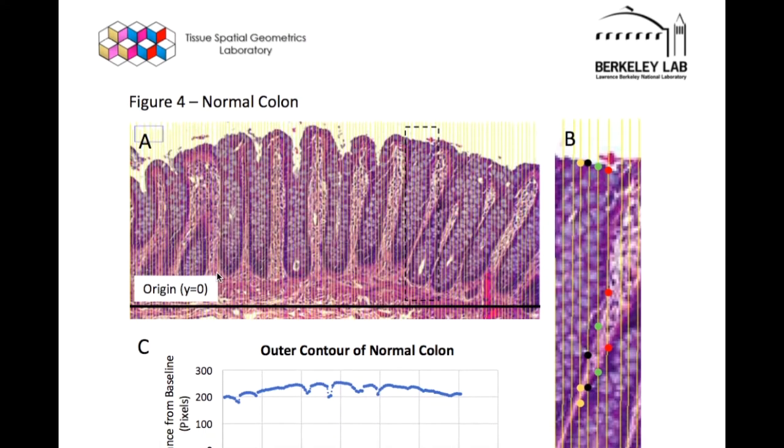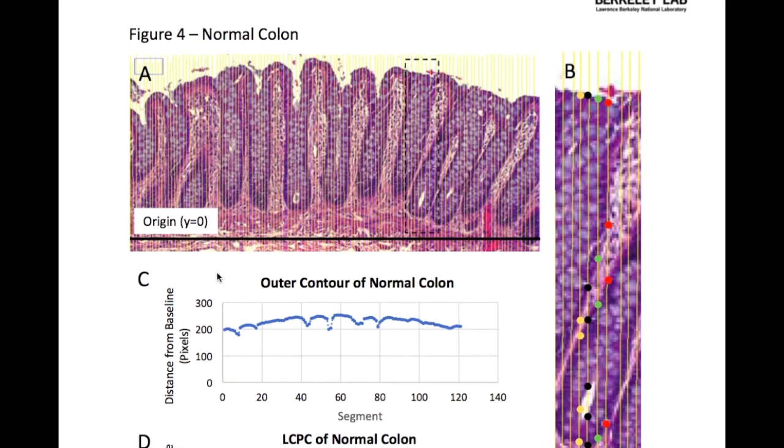Here is an example of the LCPC on a normal colon. In this case, I chose the origin differently. Instead of doing a radial center with lines coming out from the bottom middle of the image, I chose the horizontal axis, the x-axis, which is also represented by y equals 0, as the origin. I did this because it's biologically more meaningful to measure the complexity of a normal colon fold that forms a relatively flat shape.